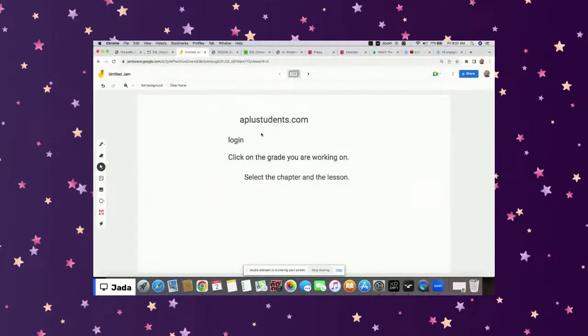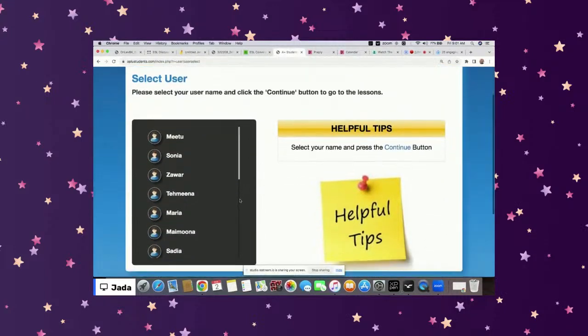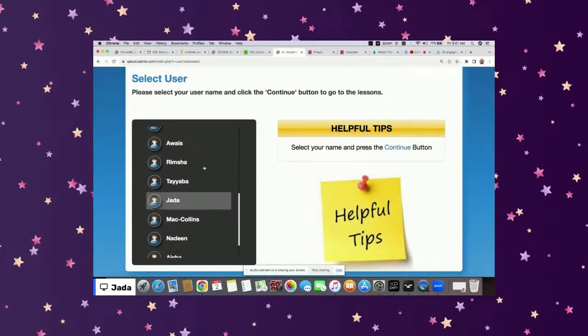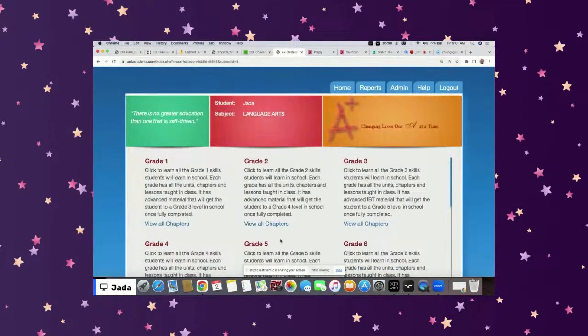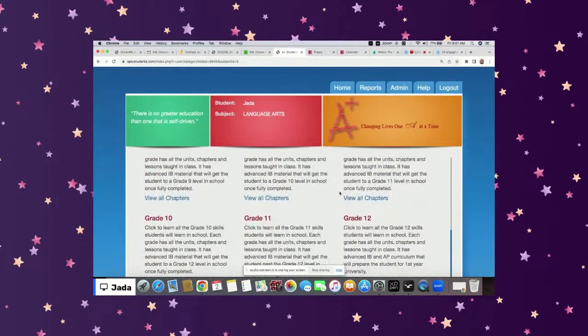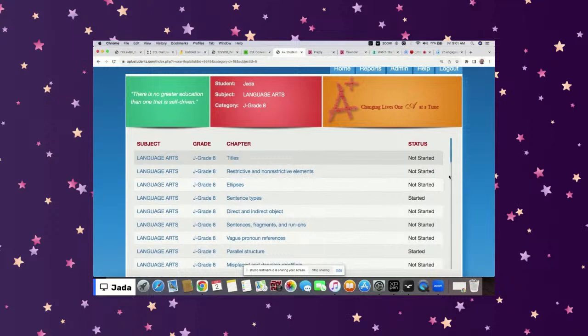Alright, so first off, you log in using aplusstudent.com, you input your email and password. Then we'll move on to you clicking on your name. So you click on your name, and then we have language arts. Then we scroll down to grade 8 and find the lesson active and passive voice.